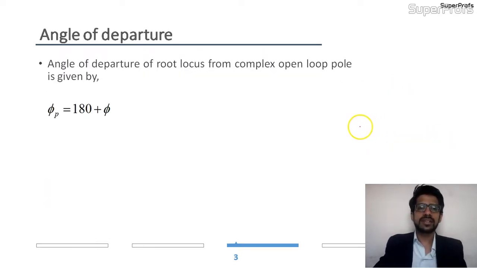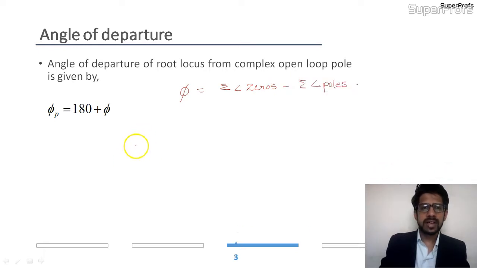Let us go forward and see what the angle of departure is. The angle of departure of the root locus from a complex open loop pole is given by phi p equal to 180 plus phi. You already know that root locus segments start from the poles. At what angle they start is important, and that is why this phi is given by the summation of angles from the zeros.